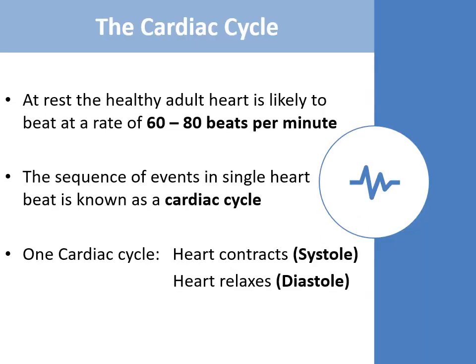Next we will discuss the cardiac cycle. At rest, the healthy adult heart is likely to beat at a rate of 60 to 80 beats per minute. So one adult heart or normal heart rate is around how much? 60 to 80 beats per minute. The sequence of events in a single heartbeat is known as a cardiac cycle. One cardiac cycle has two features, the systole and the diastole. When the heart contracts, it's called a systole, and when the heart relaxes, it's called a diastole. This totally is known as the cardiac cycle. Each heartbeat is a cardiac cycle.